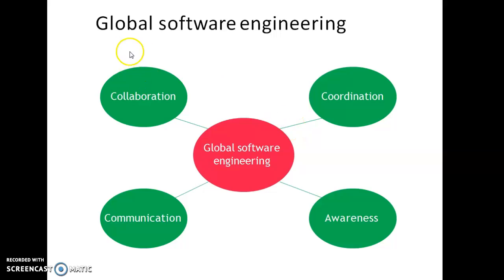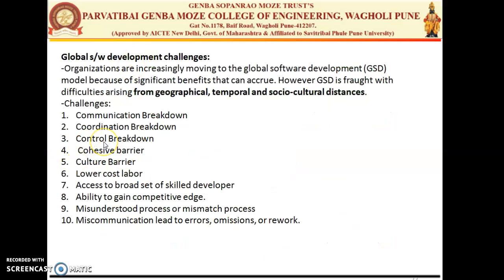The next point comes with global software engineering. That is, geographically we are distributing the project worldwide. So there are certain things which affect it. The first is collaboration, second is coordination, third is awareness and communication. So we have certain challenges when we are developing software globally. That means the development can be in India, USA, China, Japan and other countries.